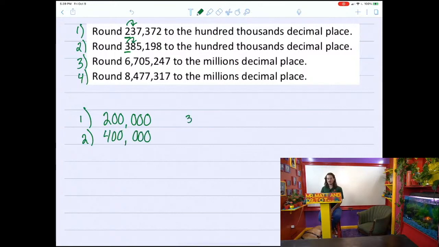Number three, round 6,705,247 to the millions decimal place, so you're rounding to this guy. Looking to the right, that's a 7, so I'm going to bump up to 7 million.